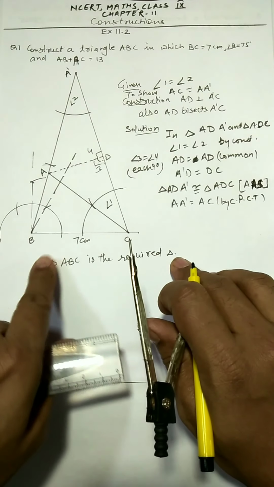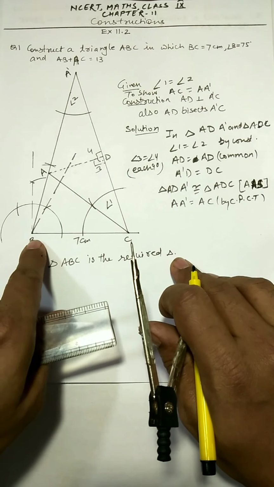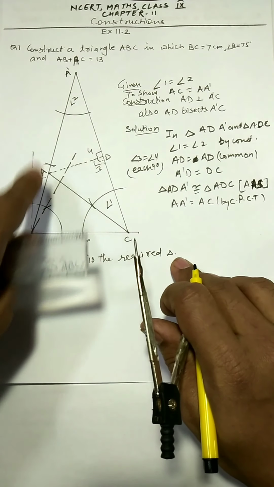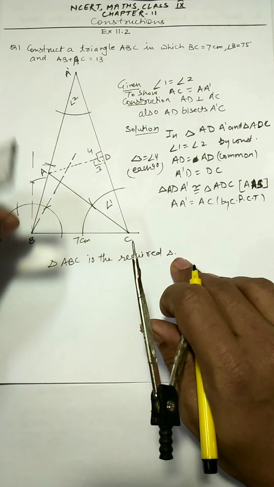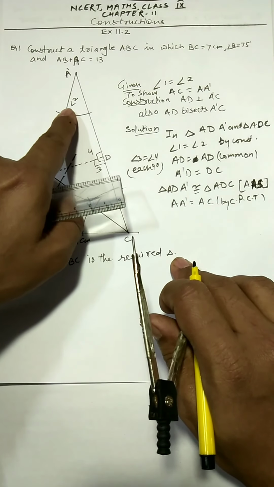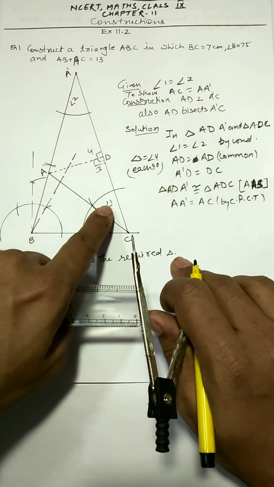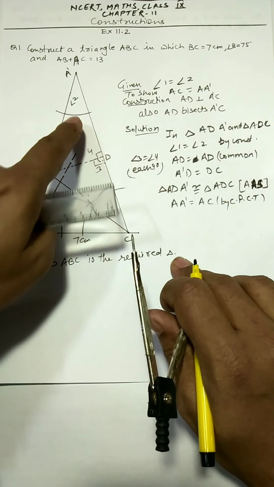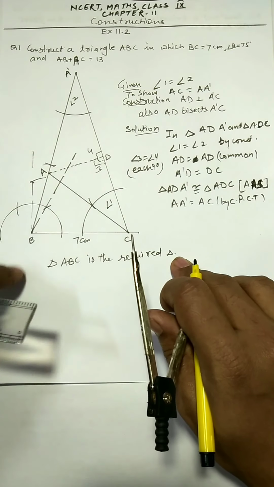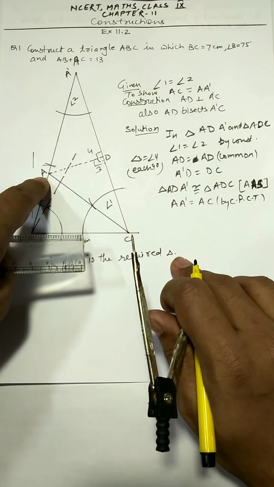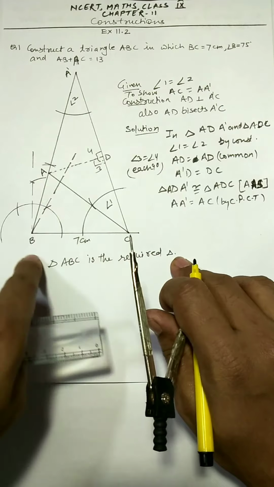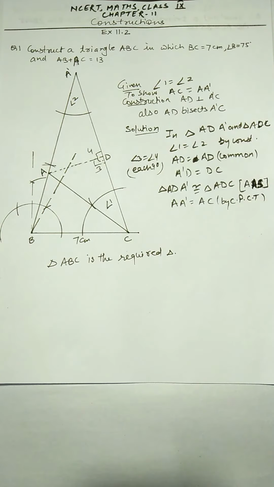You know how to do the construction; I am just recapitulating it again. BC we have taken as 7 centimeter, the first step. Then angle 75 was made at B, the second step, and A dash B was taken as 13 centimeter. Then we have drawn this angle, you can mark angle 2, and this you can mark angle 1; they are the same angles you have constructed. So this line meets A dash B at this point A. This is your required point A, and you now have ABC as your required triangle.